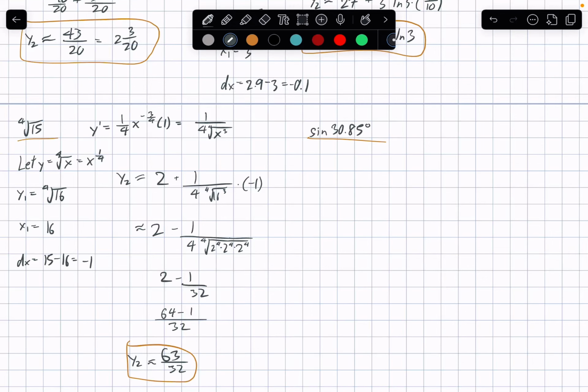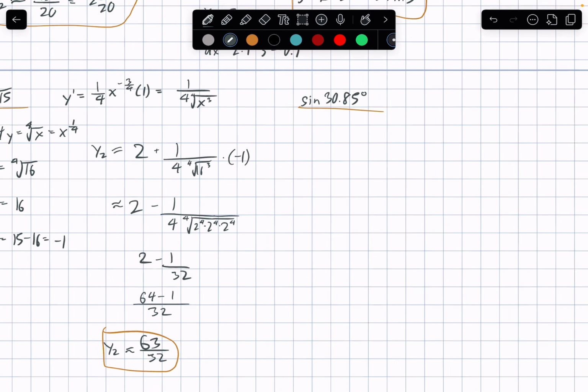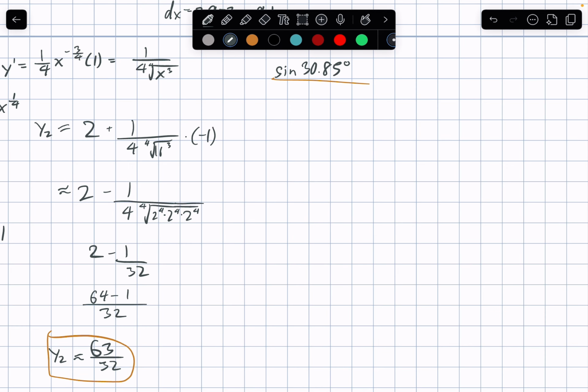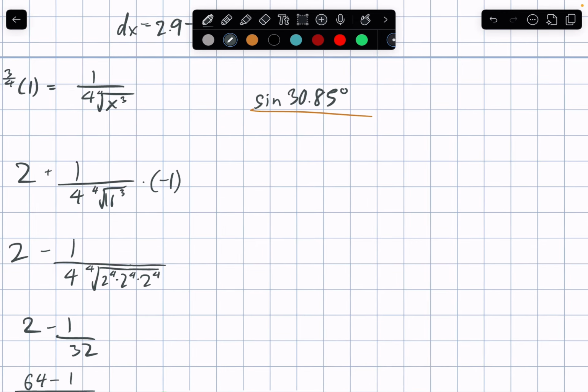Continuing. This is part 2, I guess, for my video on differentials. So we're currently in approximation. The previous video was cut short, unfortunately. We'll continue. So again, how do you solve this kind of question? How to approximate sine 30.85 without using a calculator?